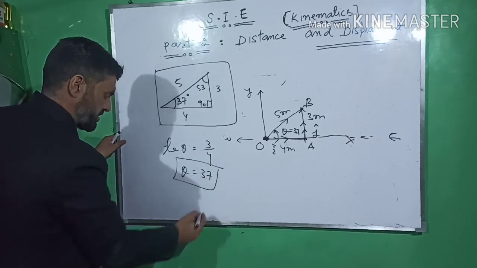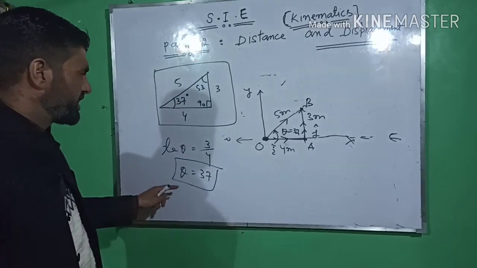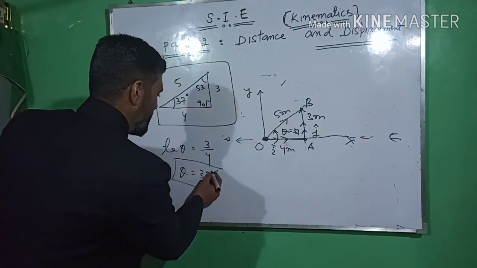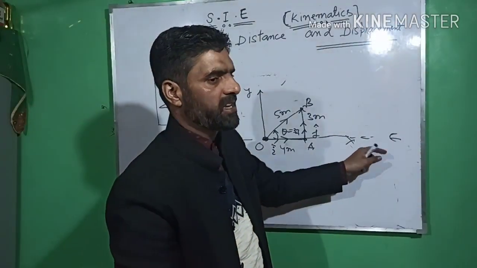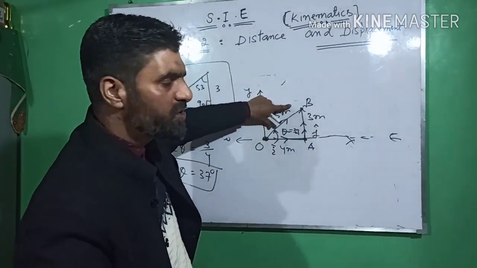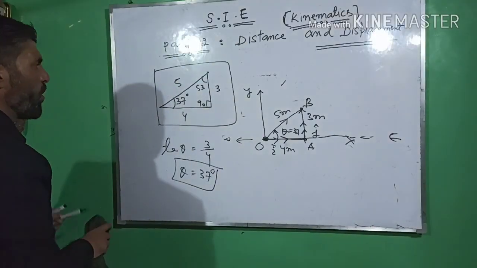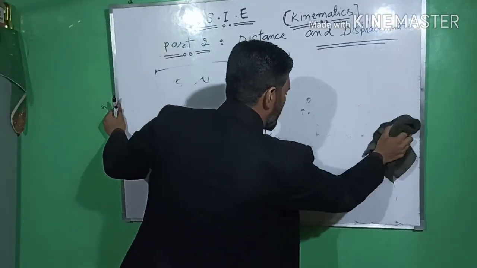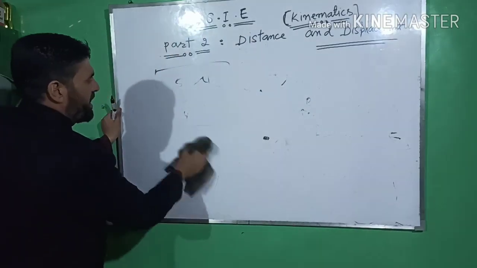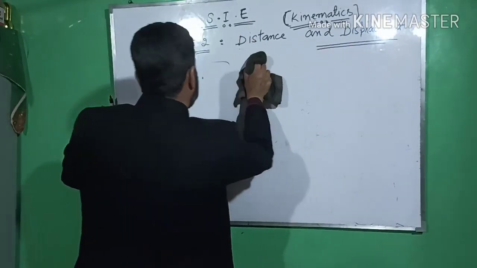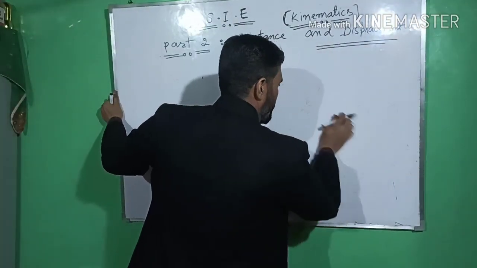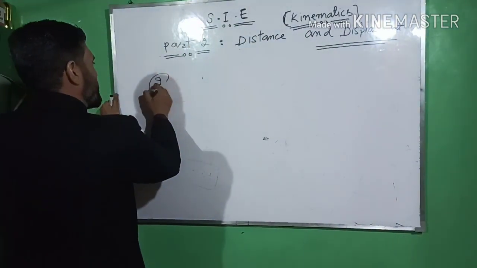Hope you have got this question. Thus the direction of OB is at an angle of 37 degrees with the x-axis. Thus, I have calculated its magnitude as well as direction. Hope you have got this question, and I am proceeding to the next problem. The next problem is very easy, and I can explain it like this. See, my dear students, simple problems but very important. Second problem here, second numerical.